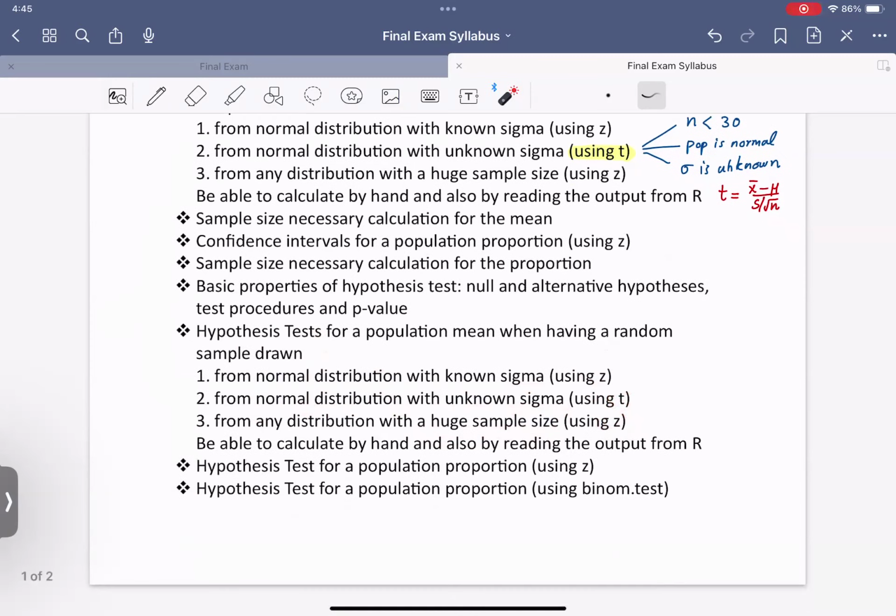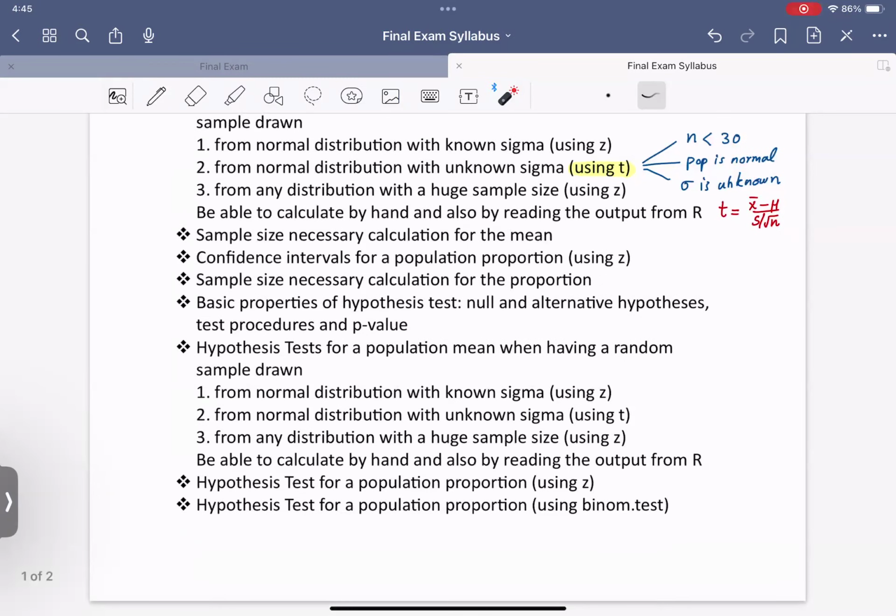All right, so similar to confidence interval, you should be able to calculate by hand. So you can calculate the thing called t-test and c-test, the ones that we learned in class, by hand. And then you also need to know how to compute the p-value, and you should be able to read the output from R.